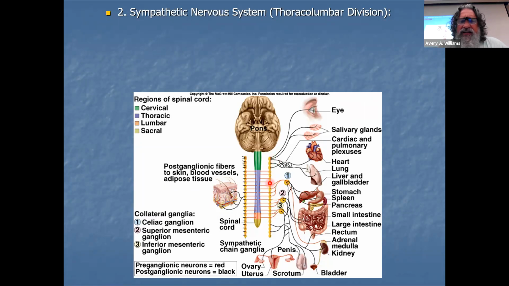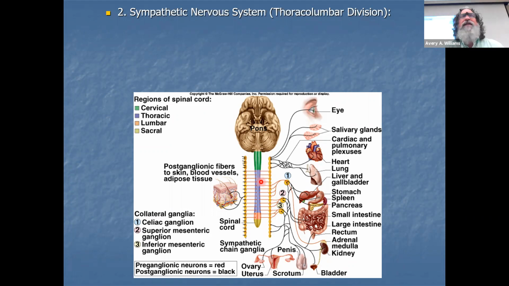These are the ganglia right here. We talk about ganglionic fibers. Now this is the ganglia of the sympathetic nervous system. Parasympathetic looks a little bit different. But these are the ganglia here. They're right next to the spinal cord.